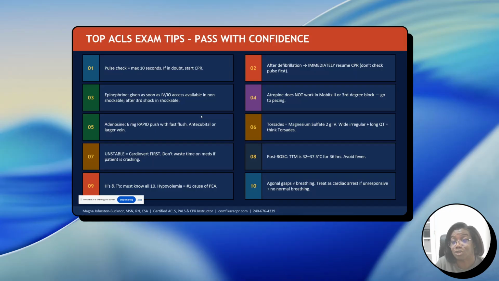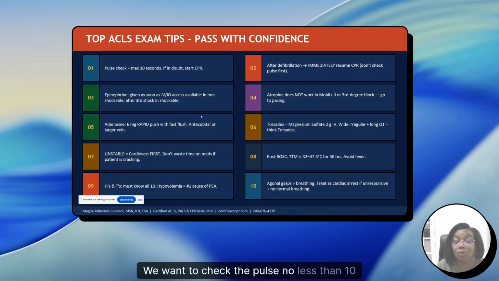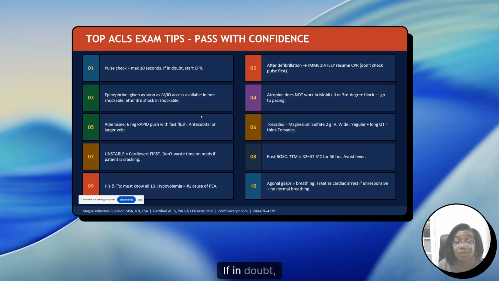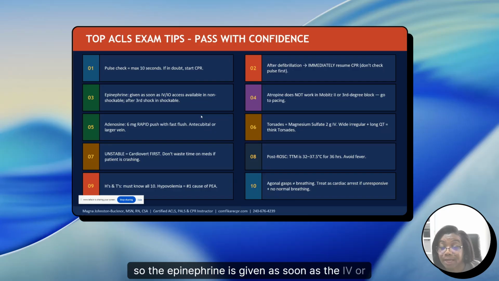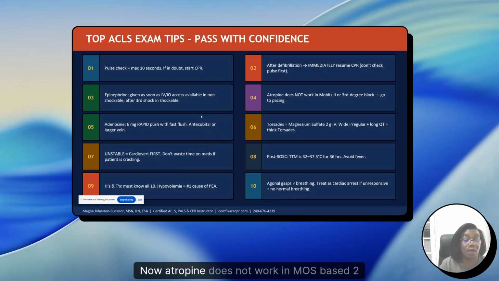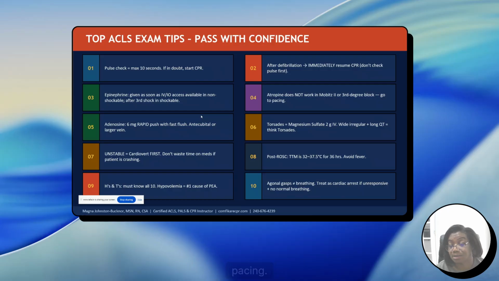ACLS exam tips. Pass with confidence. We want to check the pulse no longer than 10 seconds. If in doubt, start CPR. After defib, start CPR. Epinephrine is given as soon as IV or IO access is available in non-shockable rhythms, and after the third shock in shockable rhythms. Now, atropine does not work in Mobitz 2 or third-degree heart block, so go straight to pacing.